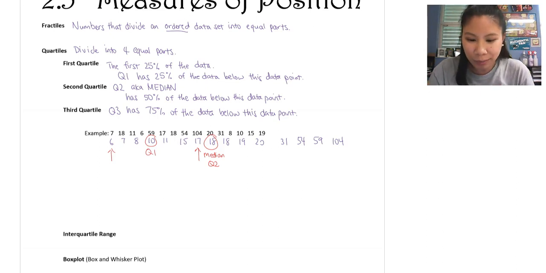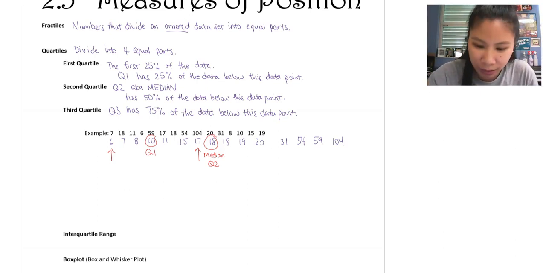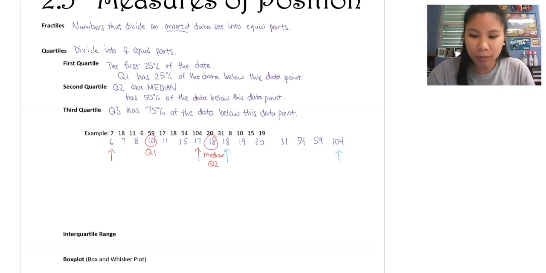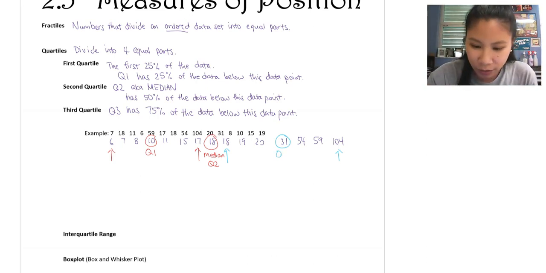And then I'm going to do the same thing on the other side of the median. So between the 18 and the 104, the middle number ends up being 31 when I count towards the middle again. So that's Q3.